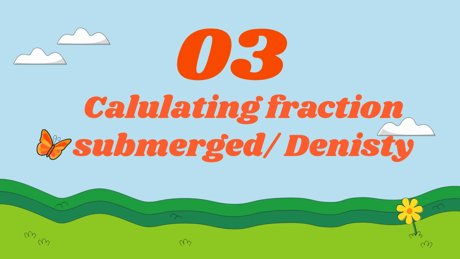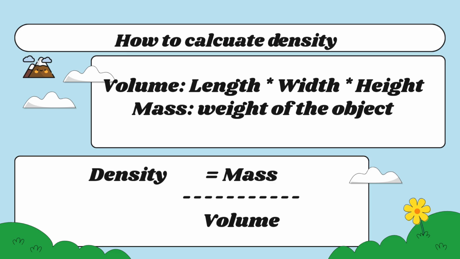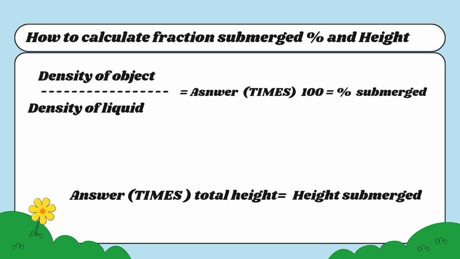So how exactly do we calculate the fraction submerged and the density? Most importantly, we have to know how to calculate density before doing anything else. For this, we take the volume, which is length times width times height. And then we take the mass of the object, which is just the weight. With these two, we can find the density, which is just the mass over the volume. So with this, now we have the actual density.